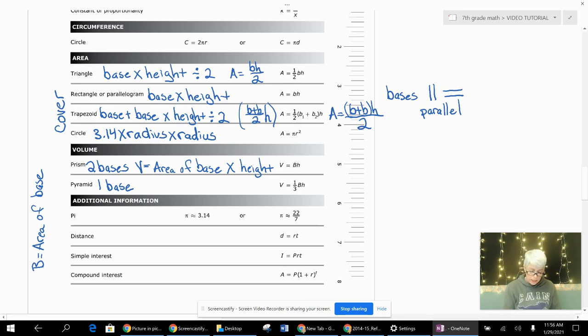The next one is area of base times height. Ooh, I'm running out of room. Divided by 3. All right, because it's 1/3 of it.